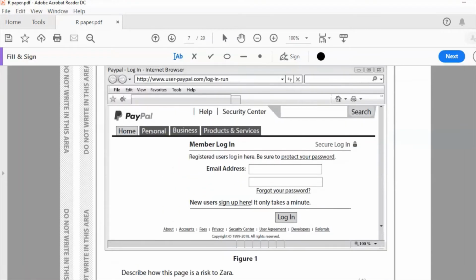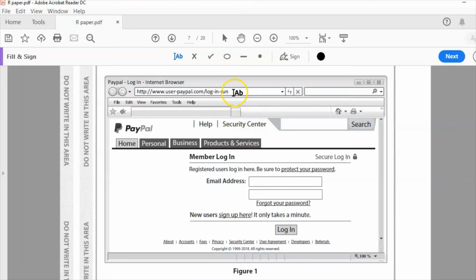So there's loads of things we can pick out here. You can probably see some of them yourself there. Does that look right? User paypal.com, login run. Does that look correct? Doesn't look correct to me. Okay, so the URL, technical term, the URL isn't correct. It's missing the S there. So we haven't got HTTPS, so we know that that isn't right.